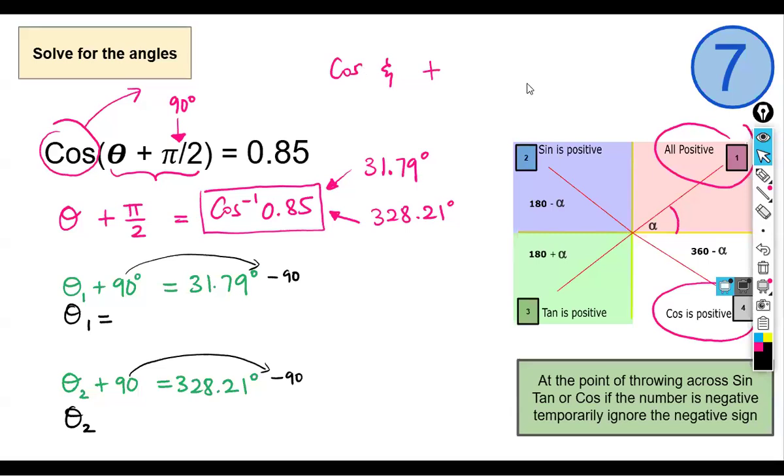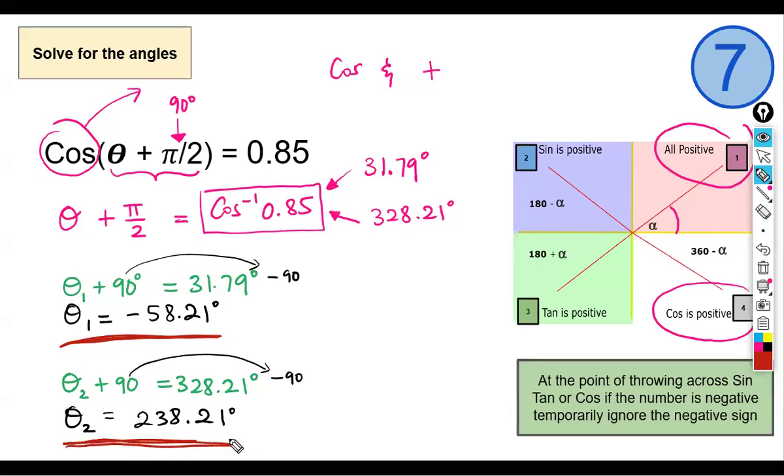31.79 minus 90 is minus 58.21 degrees. That's my first answer for theta. My next one is 328.21 minus 90, which is 238.21 degrees. Right? I'm circling my final answers, underlining them in red. That's my final answers.